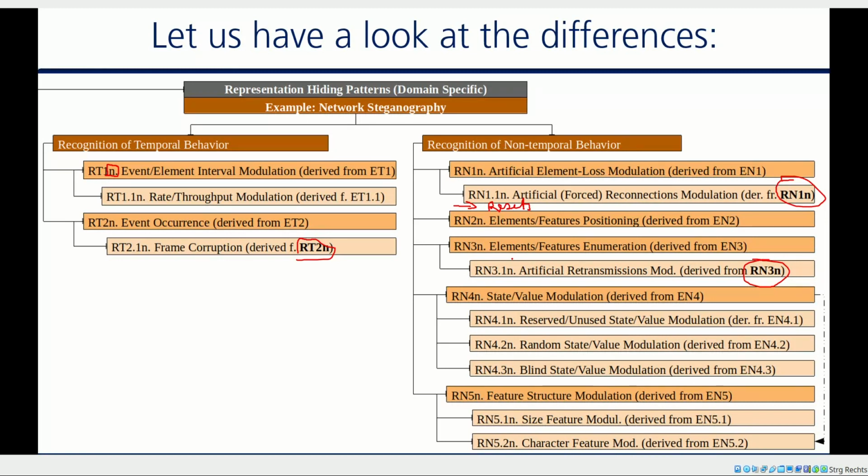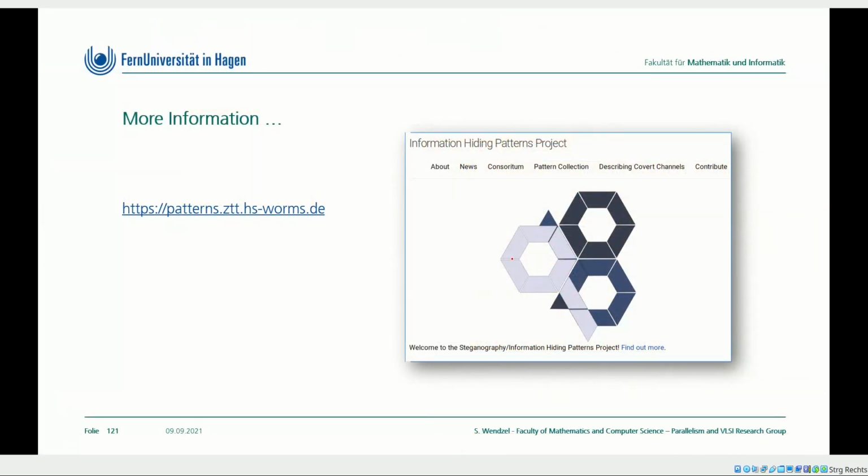So these are the current representation patterns for the network steganography domain. More information about this revised taxonomy you can find on patterns.ztths-worms.de. If you click on About, you get a short summary. You can find the pattern collection here. Also, I uploaded a video lecture that is more or less identical with this one from the conference talk, extended version of the 2021 August talk at the ARES conference that I gave.